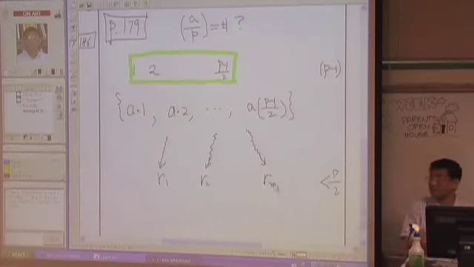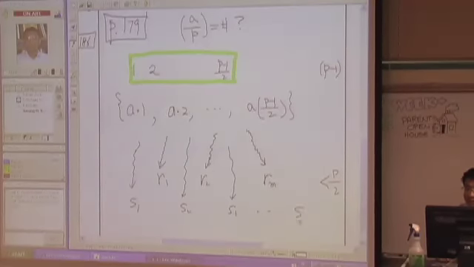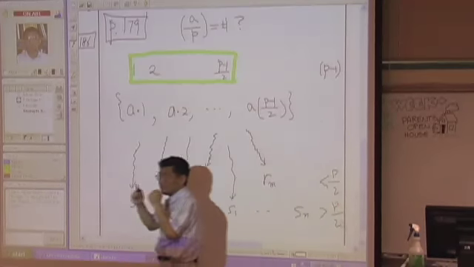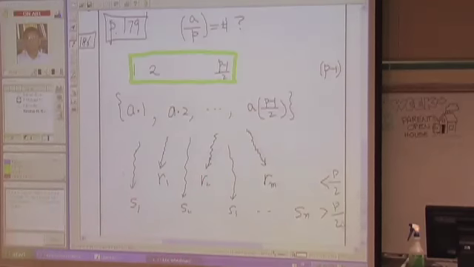Then the others have remainders greater than half. So this may have a remainder greater than half. Let's call it S1, and then this has S2, and then this has S3, and so on. Then the total could be S sub n, and these have remainders greater than half. The remainder is between 0 and p minus 1, so the remainder could be less than half or greater than half.